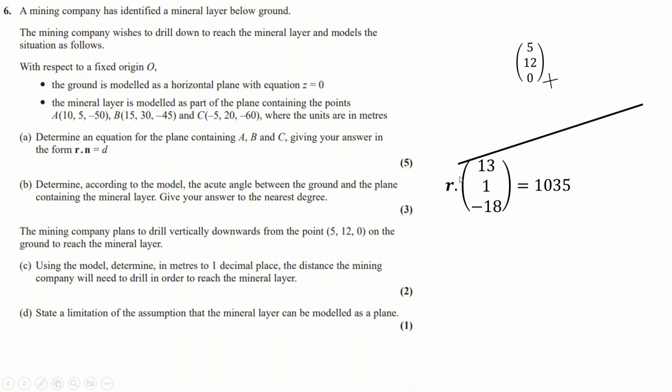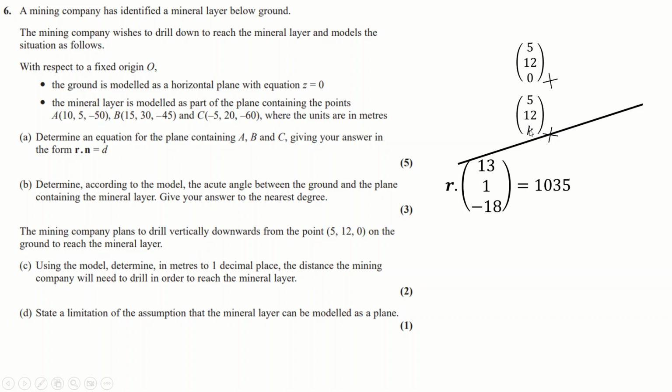So we have this point here and we have the mineral layer there, which is this plane here. Now we have to drill vertically downwards, so we're not actually going to go to the plane in the shortest route possible, which is what the formula does. We're going to drill vertically downwards, and what that means is the only component of this that's allowed to change is this one here. If you drill 1 downwards, you get to 5, 12, minus 1, and so on. So when we meet the plane, we're going to be at a coordinate that looks a bit like this, because this is the only coordinate that's allowed to change.